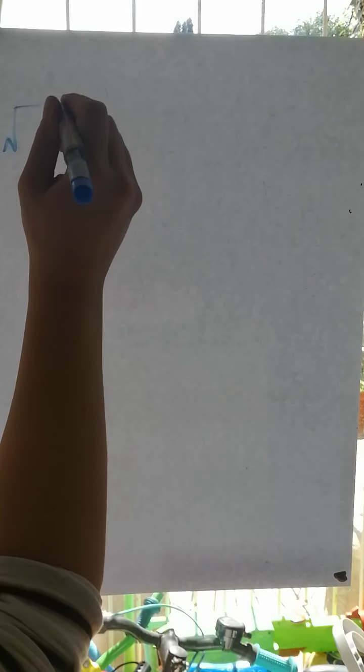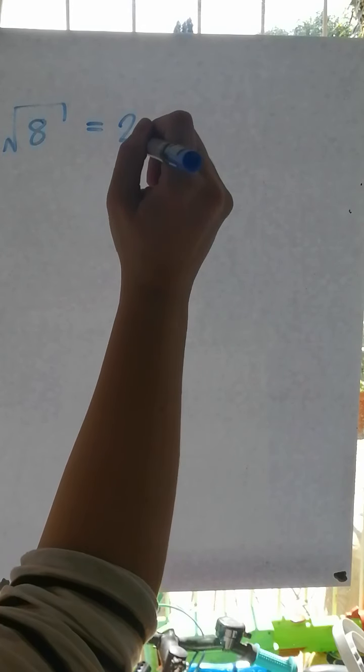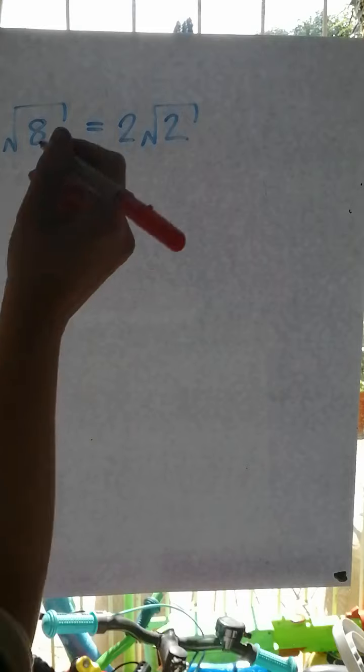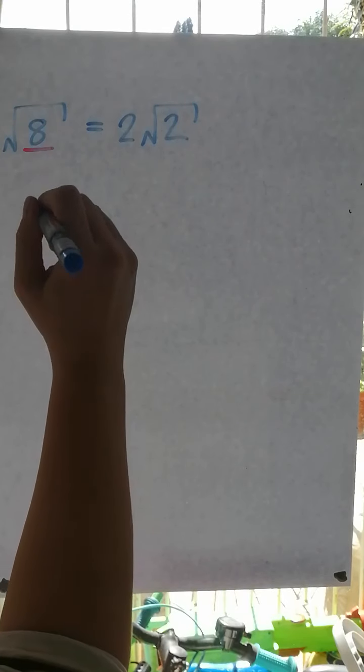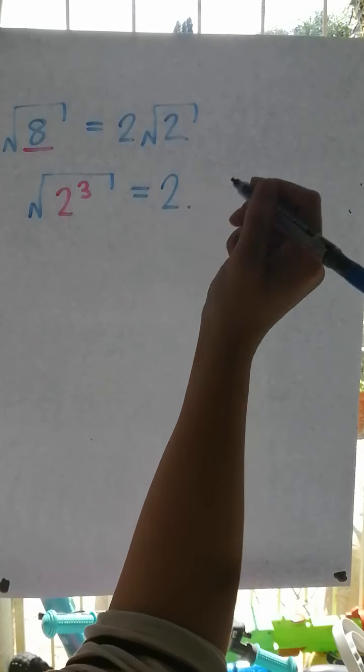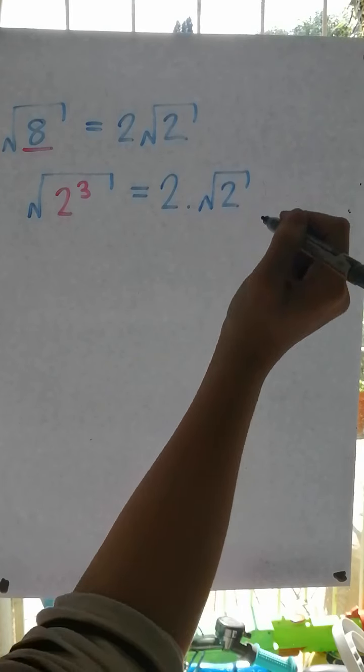Okay, so if I look at the first example, example 1: show that the square root of 8 equals 2 times the square root of 2. Can I compare these two things right away? The answer is no. The only way I can compare things is if they look the same. So I want to rewrite this to look like a 2. How do I do that? I can rewrite 8 as the square root of 2 cubed. On this side, I've got 2 times the square root of 2.